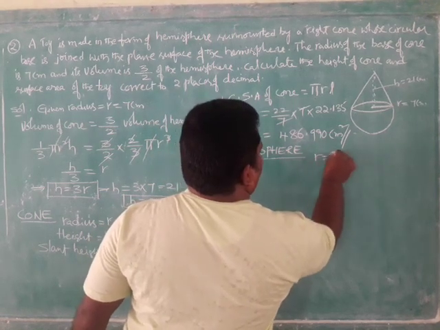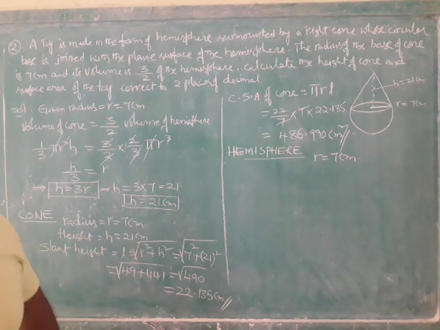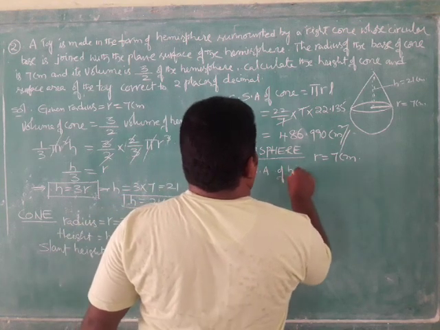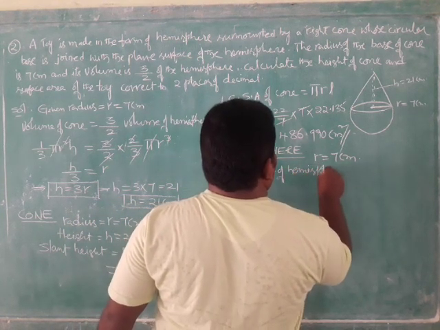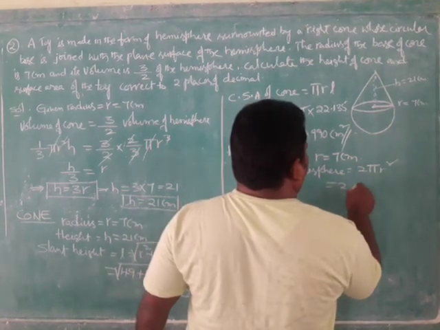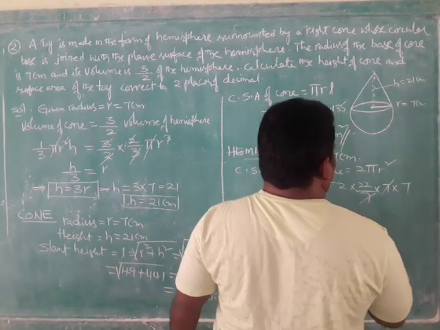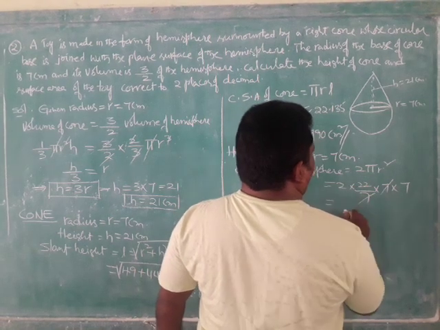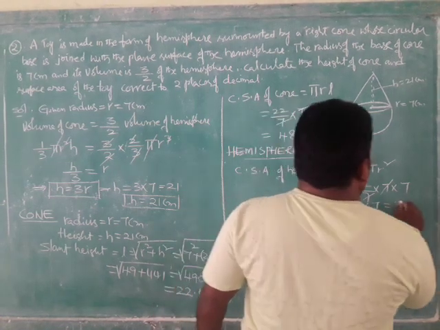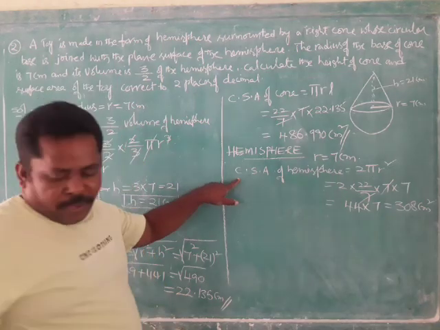Now take the hemisphere. Its radius is 7 centimeters, given. CSA, the curved surface area of the hemisphere, is 2 pi r square, which is equal to 2 into 22 by 7 into 7 into 7. This 7 should cancel. 22 into 2 is 44, 44 into 7 is 308 centimeters square. That is the curved surface area of the hemisphere.